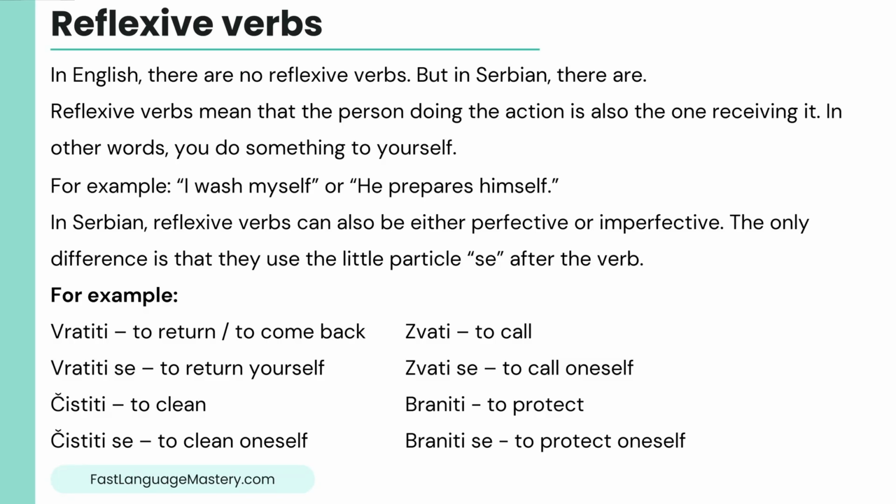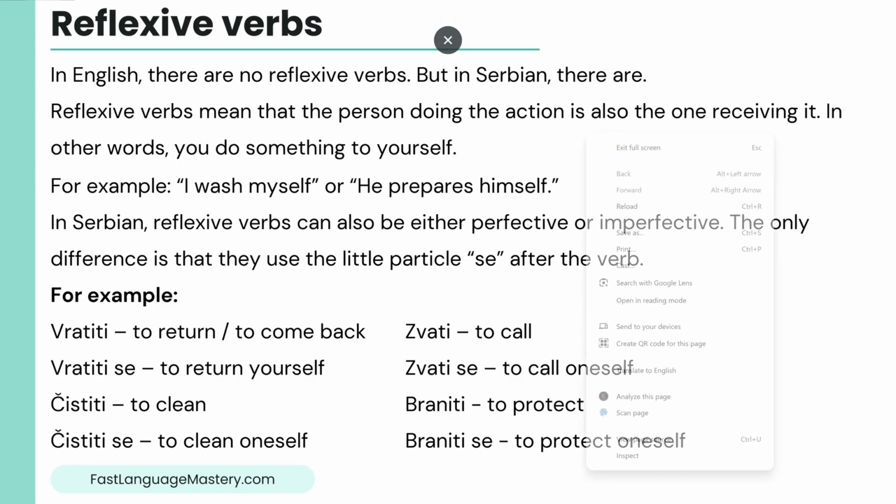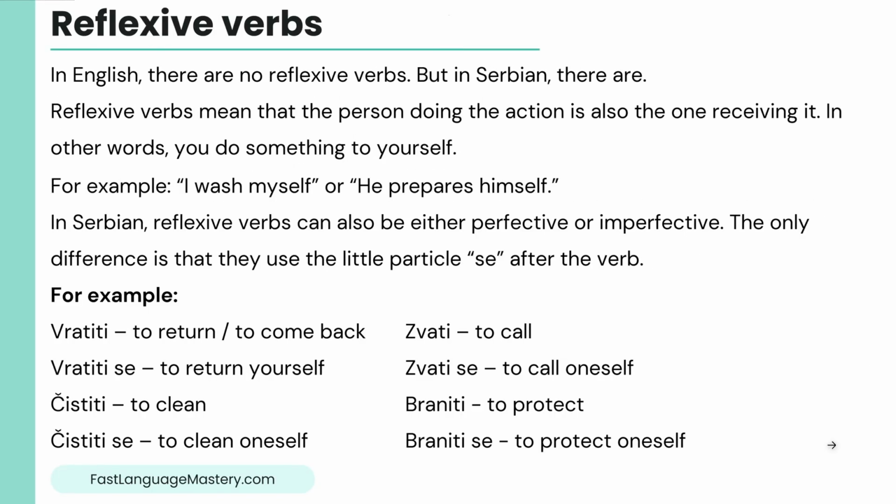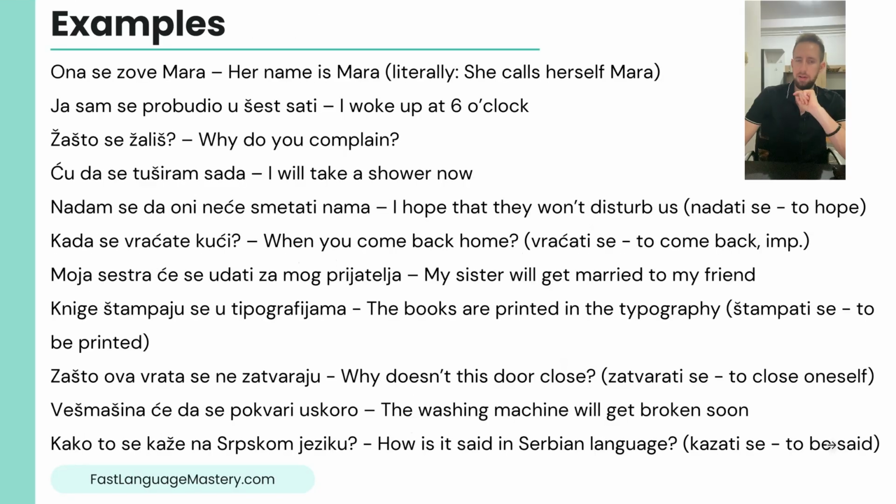Čistiti, to clean. Čistiti se, to clean oneself. Zvati, to call. Zvati se, to call oneself. Also, we can say, what's your name, kako se zoveš? It literally means, how do you call yourself? Then, braniti, to protect. Braniti se, to protect oneself. Let's see examples to clarify it even better.